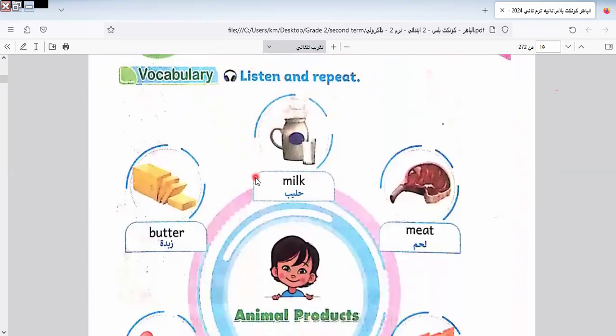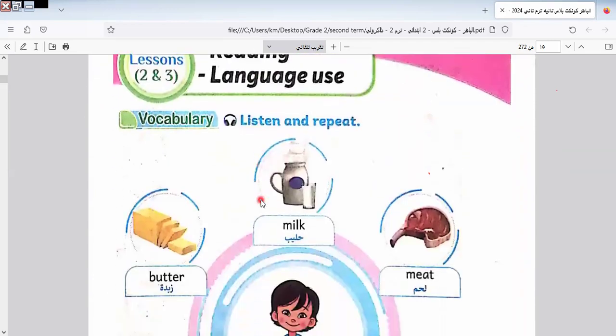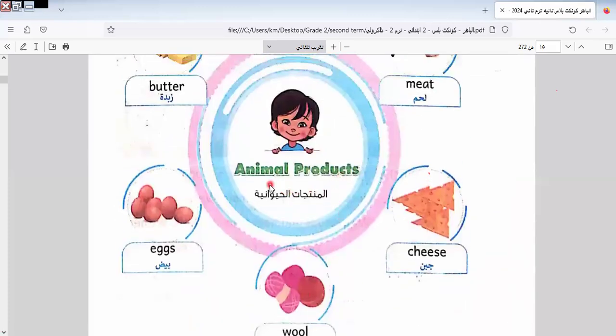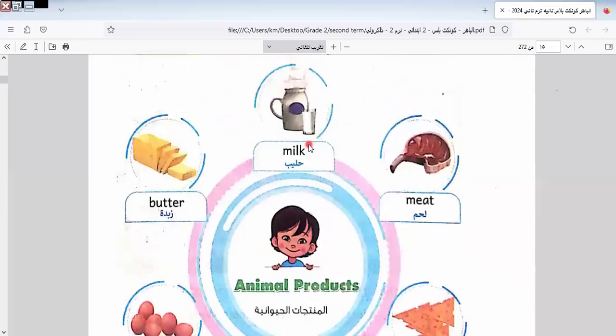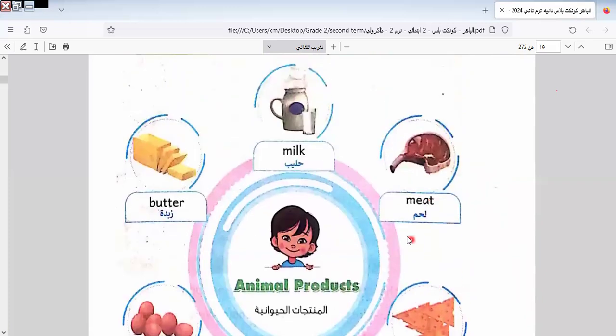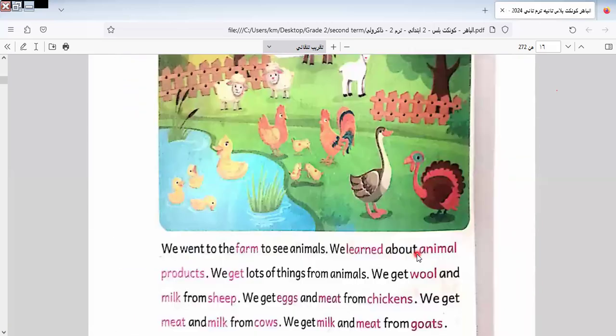Here, lesson 2 and 3 about reading. I will give you the answer to the activity from them, and then next class I will continue because I don't want to make the video longer. Here we talk about animal products. We have here milk, meat, butter, eggs, wool, cheese. Repeat after me: milk, meat, butter, eggs, wool, and cheese. Okay, let's go to another one.